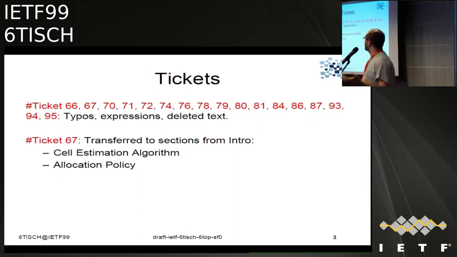The first ticket was 67, which transferred a couple of sections, the cell estimation algorithm and the allocation policy, which were concentrated mainly in the introduction, to their specific sections, to explain a little bit what was going on and what the original ideas were that were generated there.